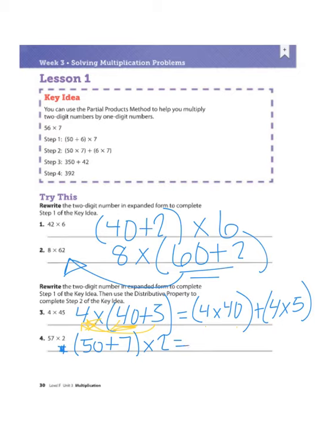Okay, so then that's going to equal, now I'm going to take, let me change my color. I'm going to take this 50, multiply it by 2, and take this 7 and multiply it by 2. So 50 times 2 plus 7 times 2. You don't have to solve anything else. So what we just did was step 1 and step 2. Step 1, you are breaking apart the two-digit number. And then step 2, we are taking what's inside the parentheses and multiplying.